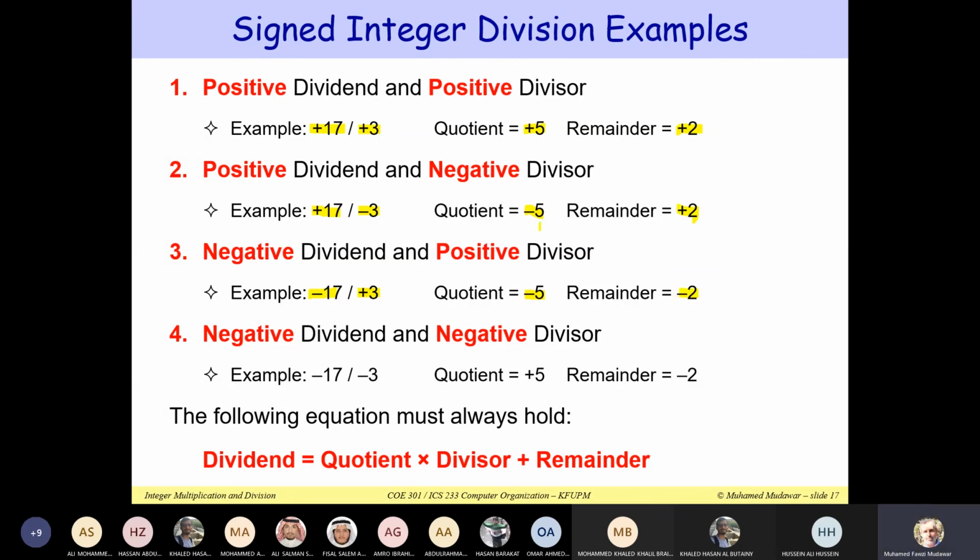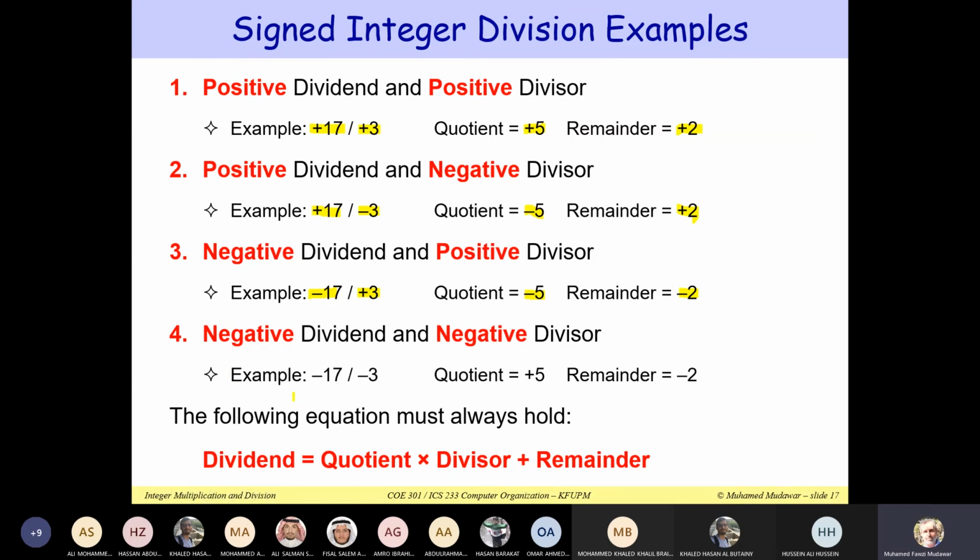Why? Because if I multiply negative 3 by negative 5, this gives plus 15, and plus 2 gives me plus 17. Here, if I multiply 3 by negative 5, this gives negative 15, and minus 2 gives me negative 17. So for this reason, in the third case, when the dividend is negative, the remainder turns out to be negative, whereas when I have a positive dividend, the remainder turns out to be positive.